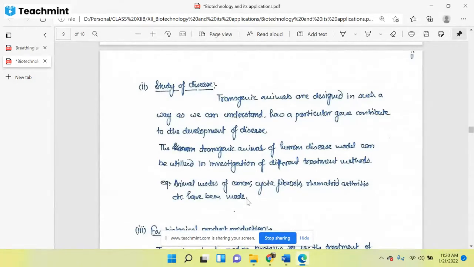If we want to see the role of a particular drug in a particular disease, we should have a model for that. Suppose anyone is saying this drug works best in this particular disease, then we cannot make a trial in human beings. Then we should have a model of that particular disease on which we are going to employ that medicine. So those data will be generated on animal models.